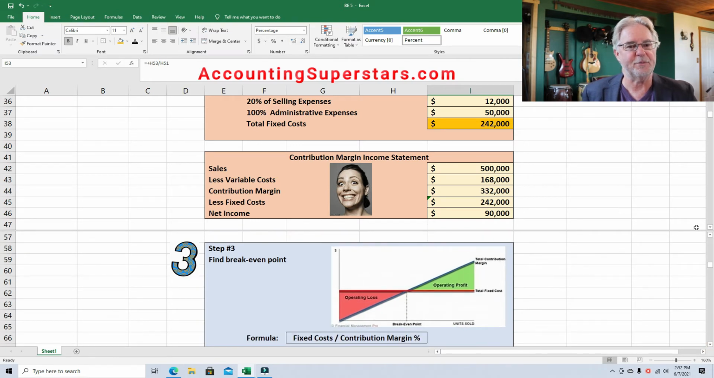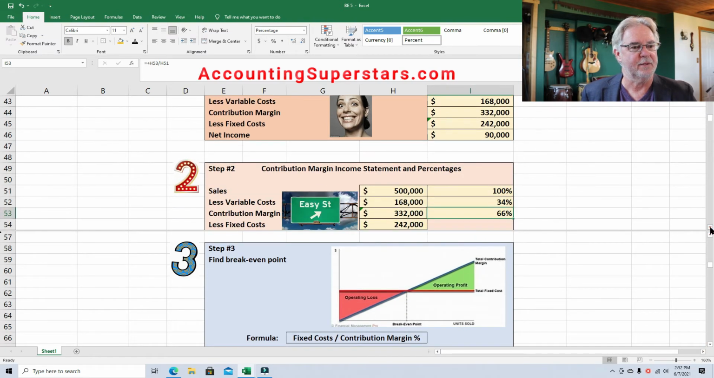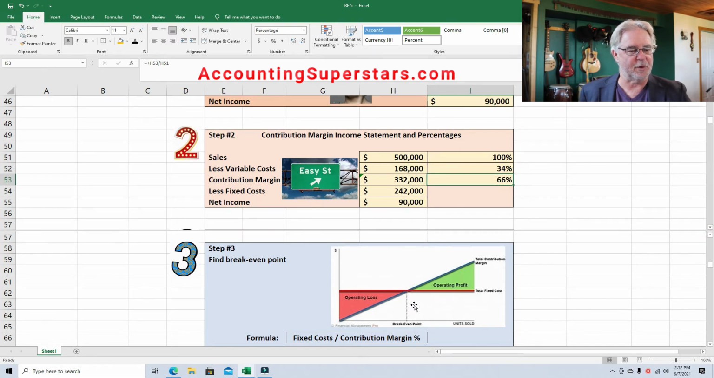So what we're going to do is find the break-even point. So here's what we do. The break-even point is where these two lines cross. It's the amount of sales where we're making neither a profit nor a loss. So our net income is zero. You can see that our net income here is 90,000. Well, what that means is that we're over here in the green area, we're making a profit. If that was a negative number, we would be in the red. That would mean we're losing money. But the break-even point, that's the amount of sales to break even. So let's figure it out.